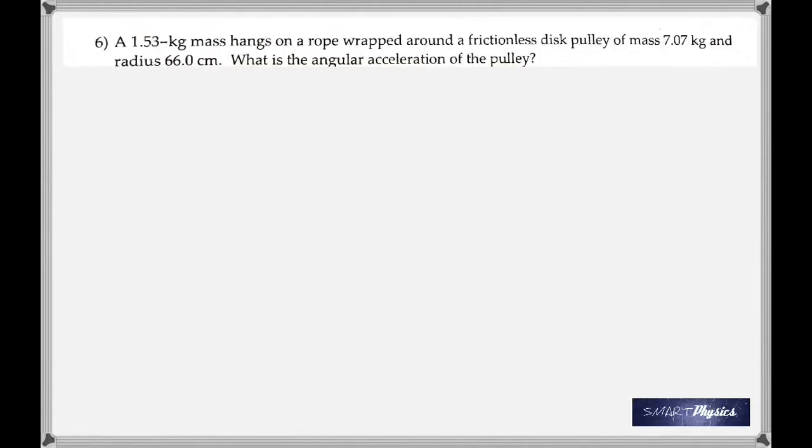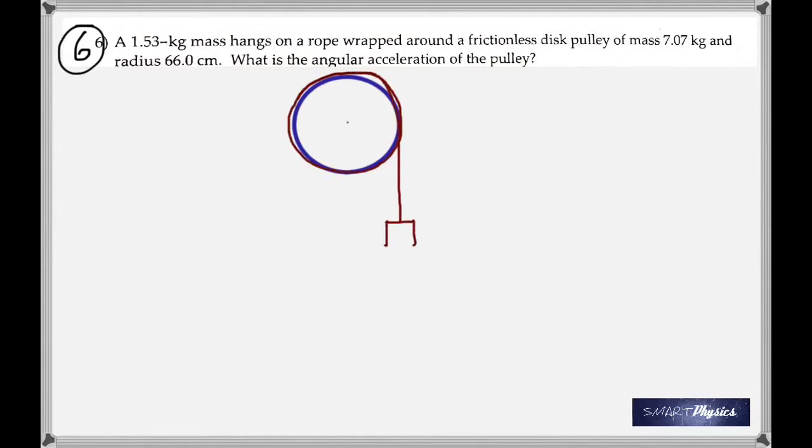And in the next one, a 1.53 kilogram mass hangs on a rope wrapped around a frictionless disc pulley of mass 7.07 kilogram and radius 66 centimeter. What is the angular acceleration of the pulley? So you have this mass hanging on a rope which goes around a frictionless disc pulley. Alright, let's see what the setup looks like. That is the disc pulley, the rope going around it and the mass hanging there.